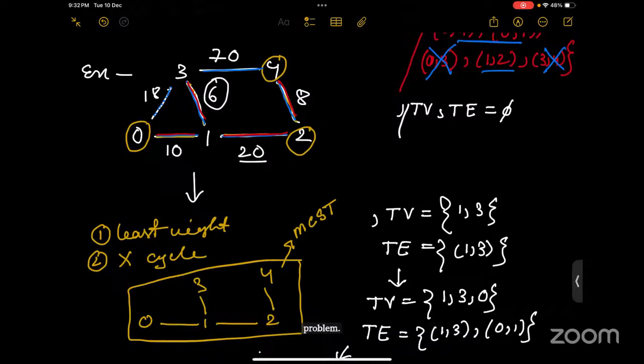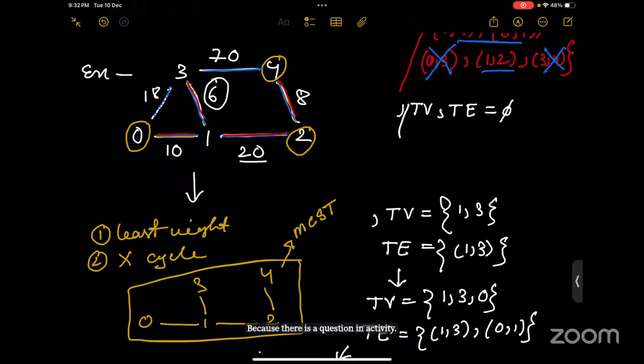Hello, ma'am. How to calculate the maximum number of spanning trees in a graph? Maximum number of spanning trees means? Yeah, possible number of spanning trees. Because there is a question in the activity.